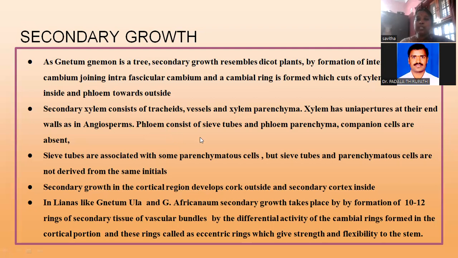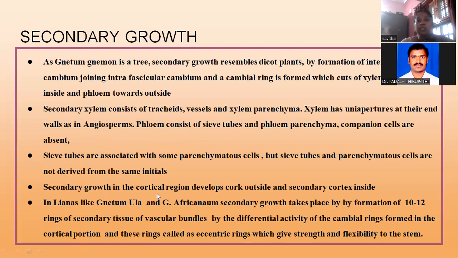In angiosperms, we see that the sieve tubes are associated with the companion cells, and these two are thought to be ontogenetically similar because they have arisen from a single mother cell. But in this Gnetum, even though the sieve tubes are associated with parenchymatous cells, these are not thought to be companion cells because they are not formed from a single mother initial cell. So sieve tubes and phloem parenchyma are present in the secondary xylem of primary xylem.